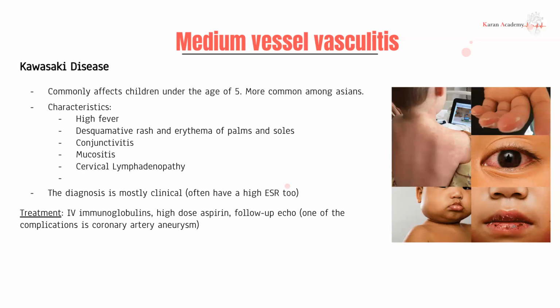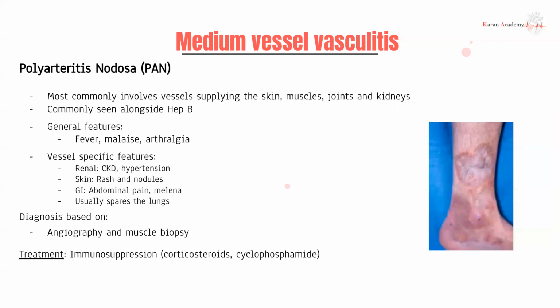those coronary artery aneurysms. Next, we have polyarthritis nodosa, or PAN. It commonly involves the vessels supplying the skin, muscles, joints, and kidneys, and it has a very strong association with Hep B. Now, again, the general features are the exact same: fever, malaise, arthralgia. And you could say this for all of what we've talked about today.